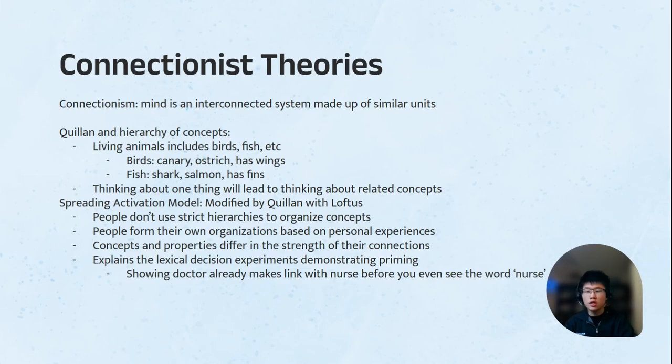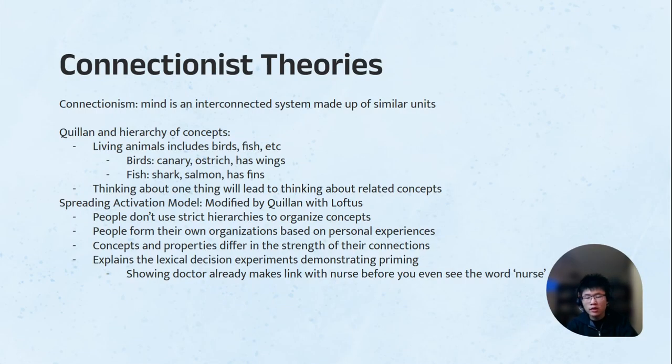For example, living animals include general things like birds, fishes, etc., right? And then for each of those particular categories, we might have various items in those categories, and we can give those categories some traits. For example, birds have wings, and some birds include canaries and ostriches, and fish, for example, have fins. That includes salmon. Now, thinking about one thing will lead to thinking about related concepts. So, if you think about one type of fish, you might think of another type of fish as well.